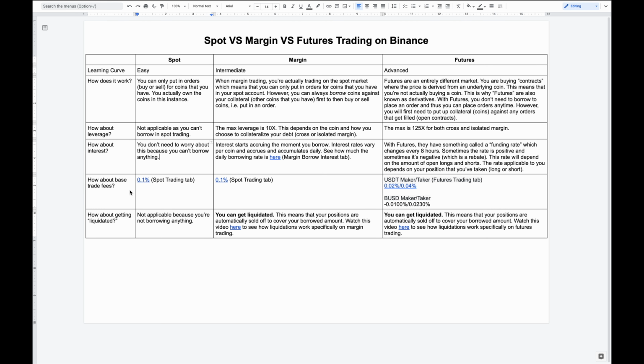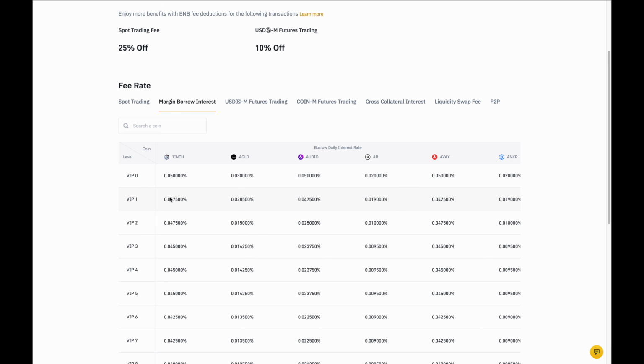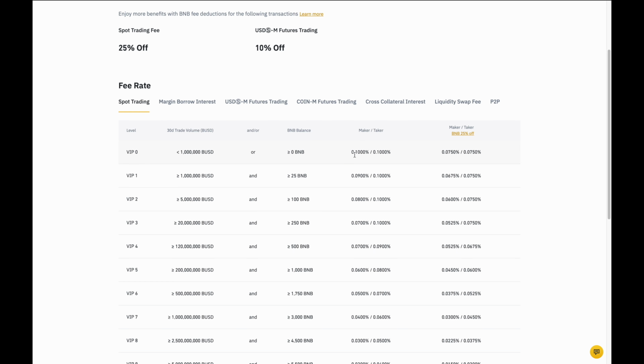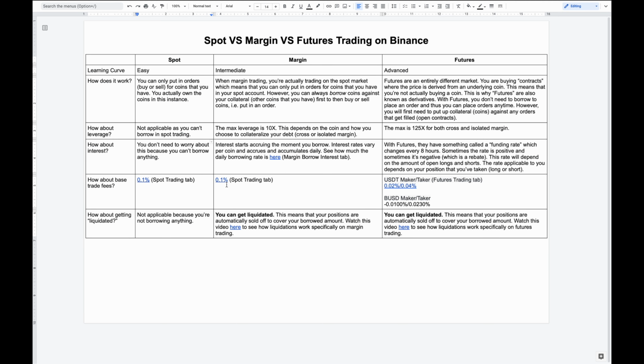How about base trade fees? Well, for spot, it's 0.1%. If we go back to Binance's trading fee page and click on spot trading, you can see that over here it says 0.1% for both makers and takers. And then if we go over here to margin, again, it's 0.1% because you're trading on the spot market. The only difference is that you're borrowing to trade.